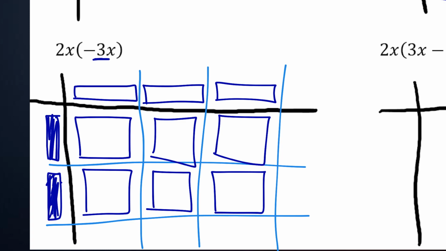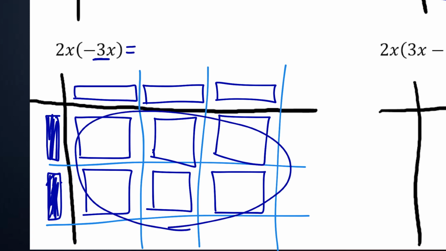Now the question is, should I shade these in or not? Well, remember that anytime you multiply a positive and a negative thing together, you're always going to get a negative answer. So because of that, we're not going to shade these in. So what is the answer here? What does this represent? Well, this represents 6 negative x squared. So in other words, negative 6x squared.